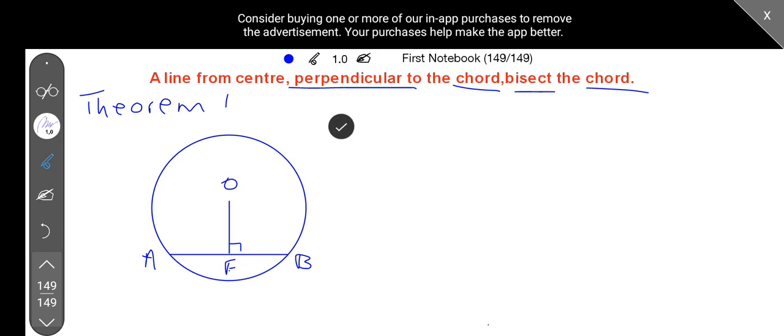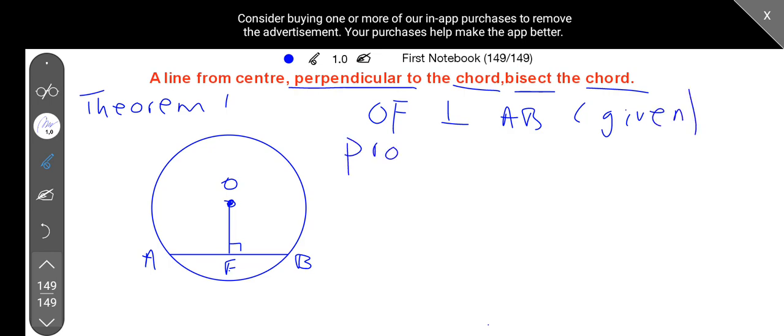They say we must prove that indeed a line from the center, which is OF, is perpendicular to AB. That is the given statement. Then they say to you, prove that what they are saying there is true. So prove that if OF is indeed perpendicular to AB, therefore OF will cut AB into two parts which are equal. So we must prove that AB is equal to FB.